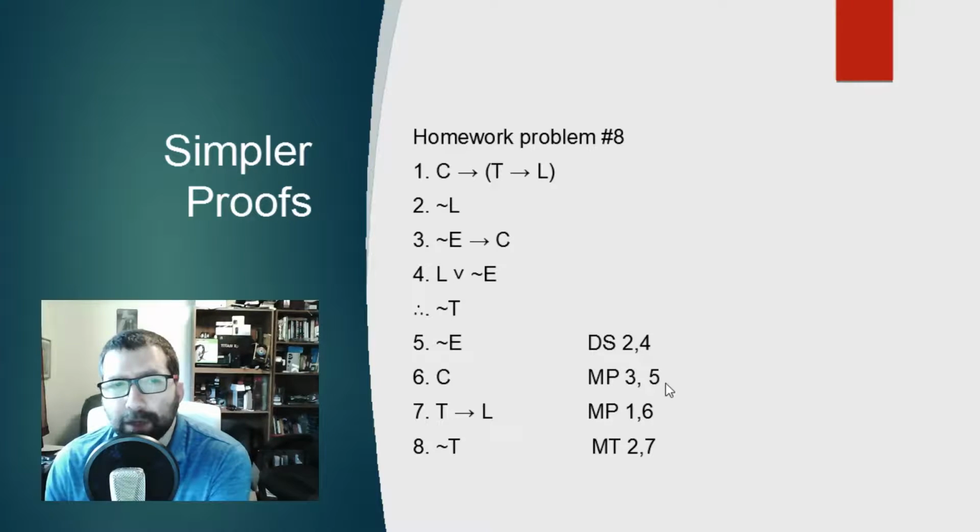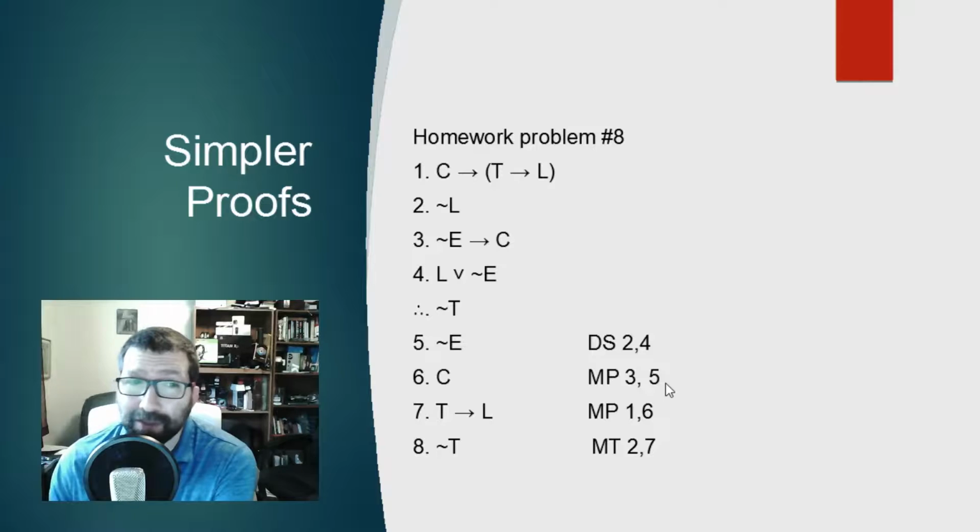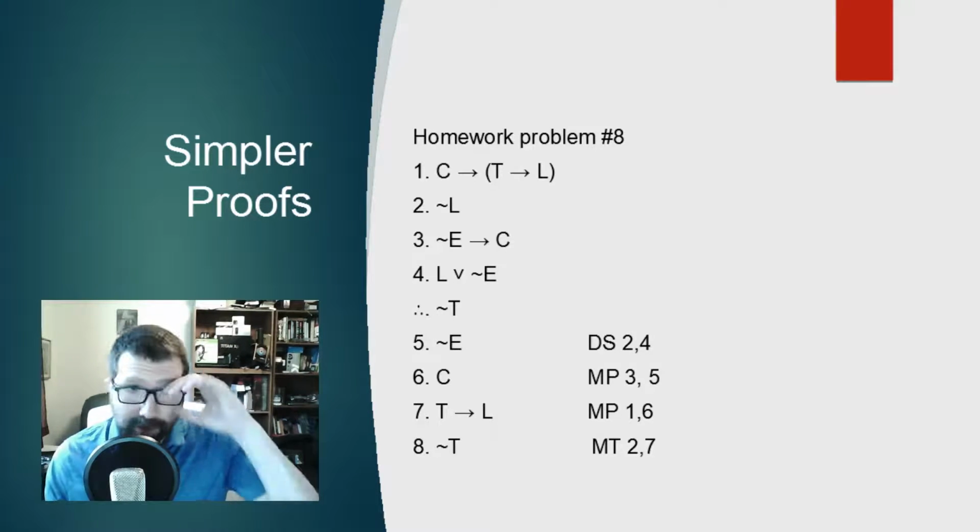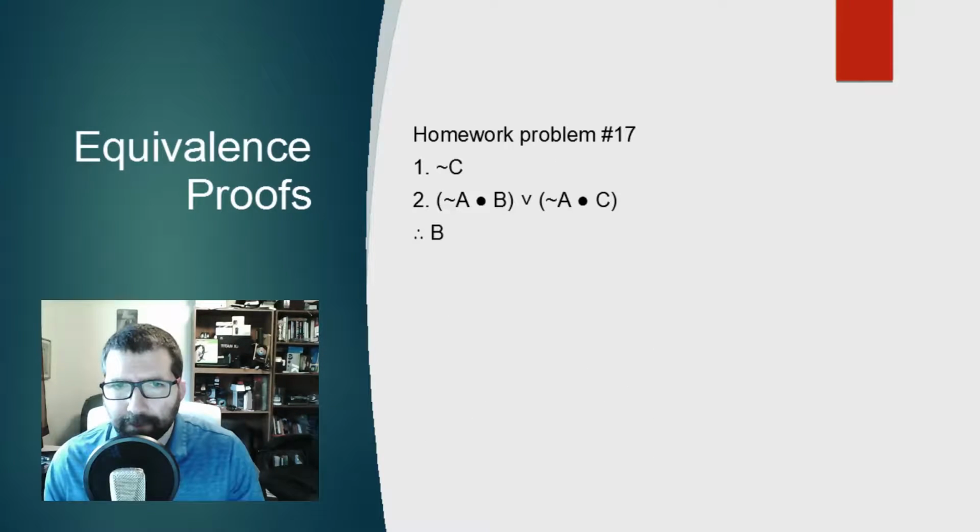Now for this next one, we're going to do a proof that requires not only the rules of inference, but also the equivalence rules, the replacement rules. So let's take a look at that one. This is number 17 from the section called longer proofs, or the final set of proofs.